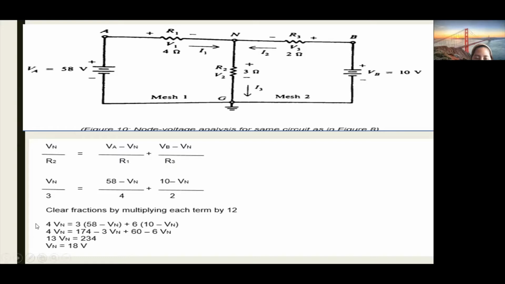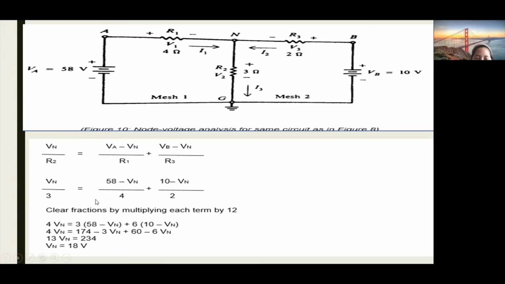So V2 is VN, which is 18 volts. V3 is VB minus VN, so 10 minus 18 is negative 8 volts.